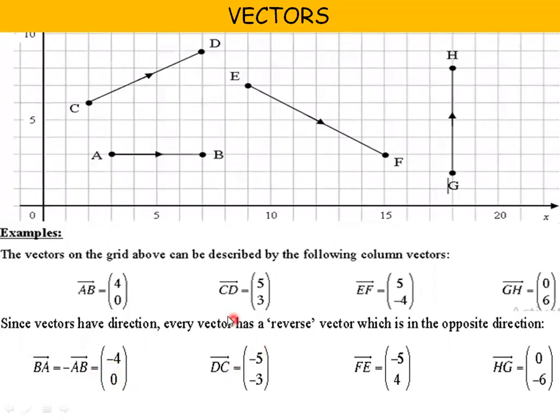For the vector CD, the reverse vector is DC, and if we have the reverse vector, that will be minus CD. Minus CD means a minus will multiply the vector CD to give us minus 5 for the x component and minus 3 for the y component. The same will go for the vector FE as the reverse for EF and the vector HG as the reverse for GH.